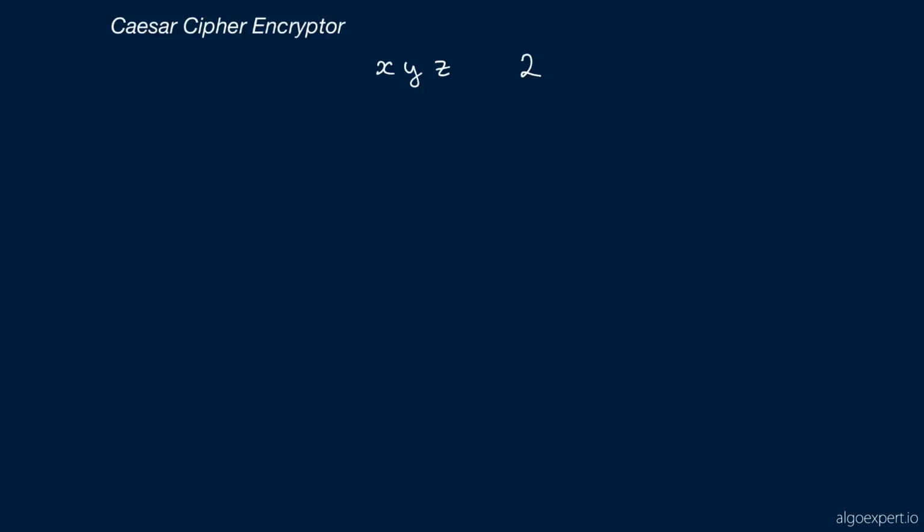In this video, we're going to be covering the question of the Caesar cipher encryptor. This is a pretty straightforward question when it comes to string manipulation. In fact, you're not even really going to be manipulating a string here. But what's great about this question is that it really tests your understanding of the modulo operator. And so we're going to be covering two different solutions of this question in this video.